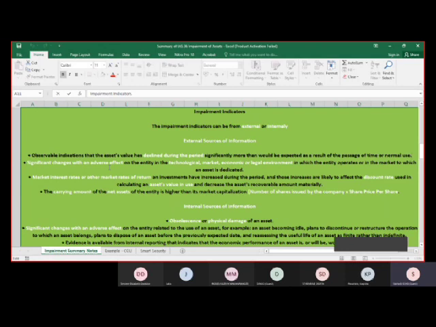Significant changes with an adverse effect on the entity in the technological, market, economic, or legal environment in which the entity operates, or in the market to which the asset is being dedicated. Market interest rates or other market rates of return on investment have increased during the period, and those increases are likely to affect the discount rate used in calculating an asset's value in use, or decrease the asset's recoverable amount materially.